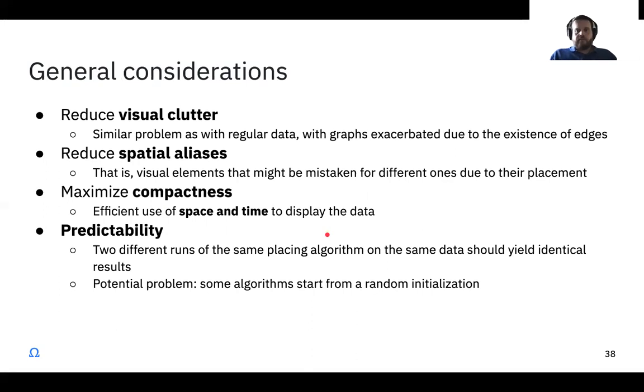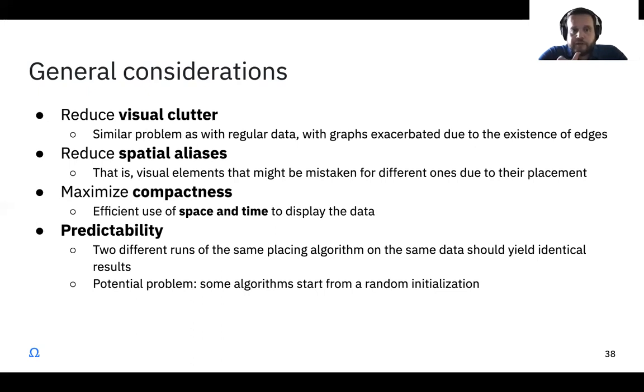And some general considerations when designing a graph visualization. So of course we want to reduce visual clutter. That's a no-brainer. And here we have the same problem as with regular data. So we have had some techniques for clutter reduction in lecture 3, I believe, which all of them remain valid for graphs. But with graphs, the problem is a bit exacerbated due to the existence of edges. So you will not only have those individual points, but you're going to have connections between them, and they might need separate treatment.